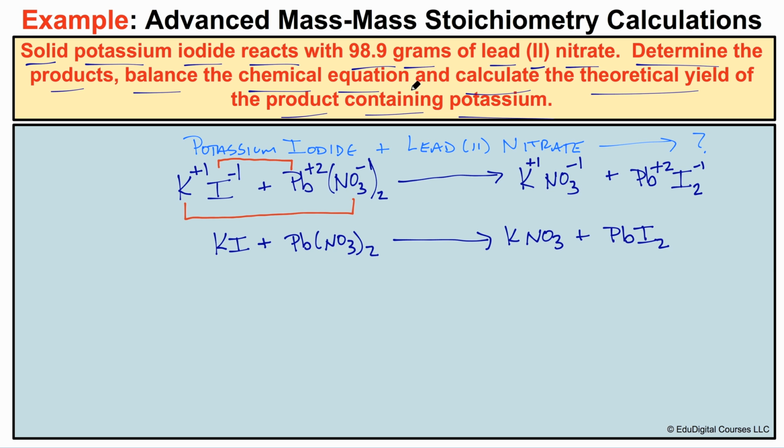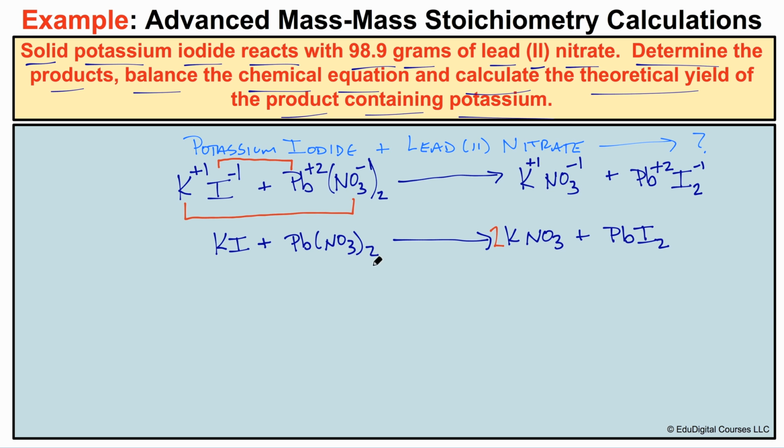Whenever we perform stoichiometry, we have to make sure that our chemical equation is balanced. So let's go ahead and do that. If we take a look here, we have two nitrogens here on the left. So we're going to put a 2 here, giving us 2 nitrogens on the right.